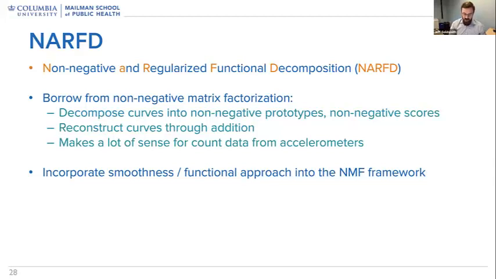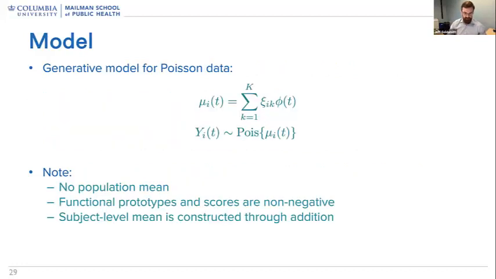Our argument, at least, is that this kind of approach makes a lot of sense for accelerometer data, where we know all of the outcomes are going to be strictly greater than zero, and we're going to try to build functional data techniques, the smoothness across time, into this non-negative matrix factorization framework.